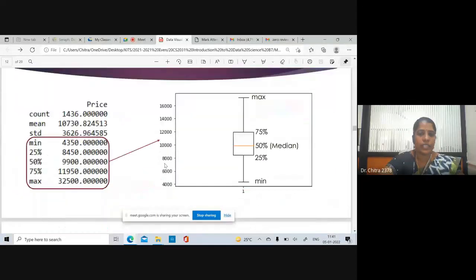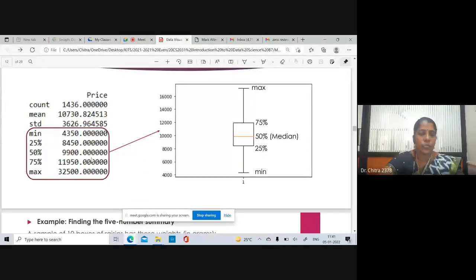Consider this as the example. This is the output of the describe statement. Count, the number of items, mean of the items, standard deviation, then minimum value, maximum value, and these are the 50%, meaning the median value. What is the median value? How many values come under the 25% category? In 25%, what is the count of the particular price? All these things are given in the describe function. This is the graphical representation of the describe function.